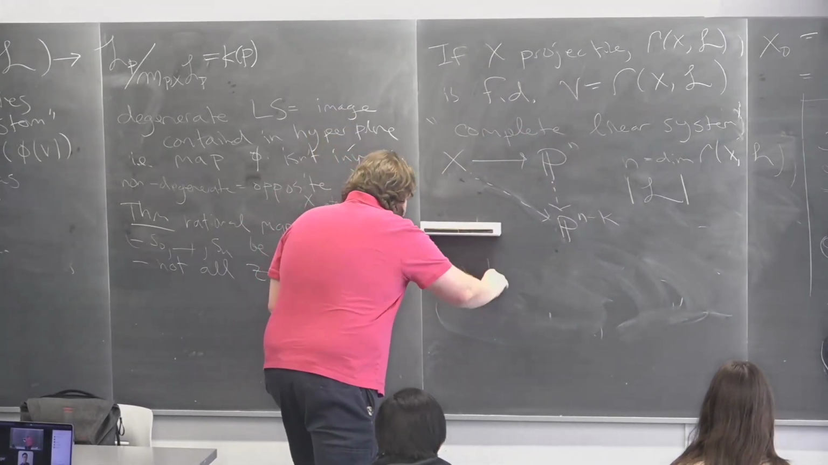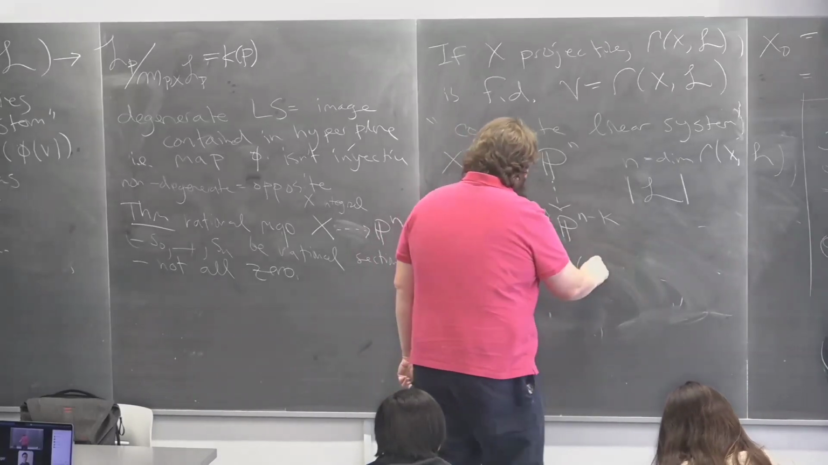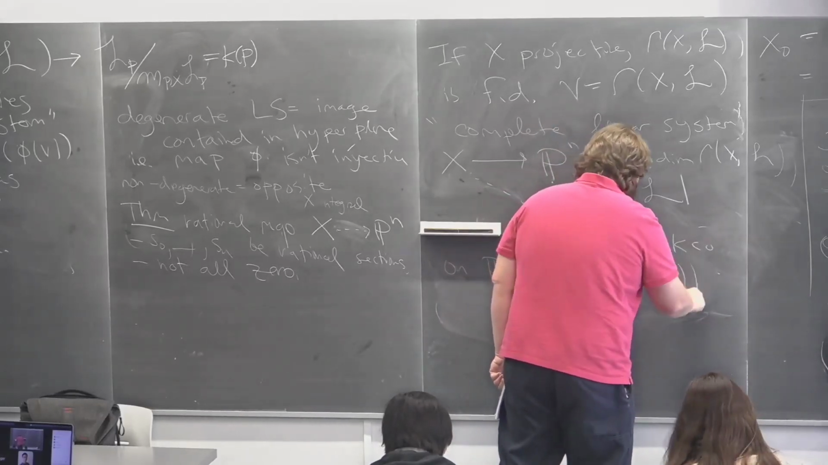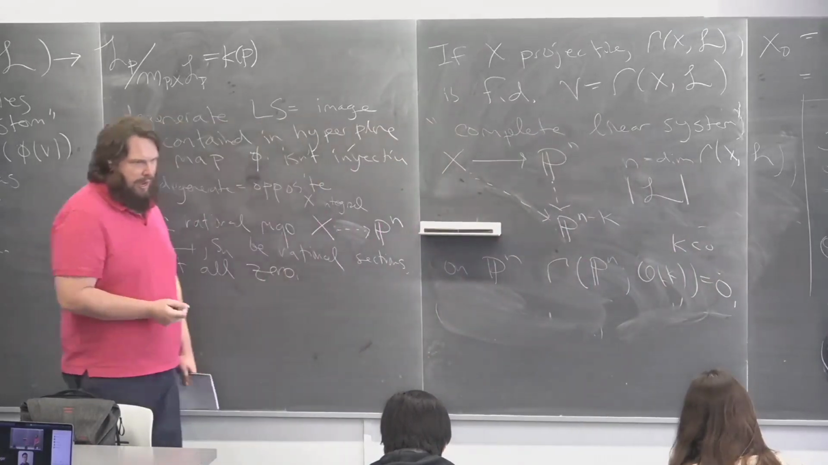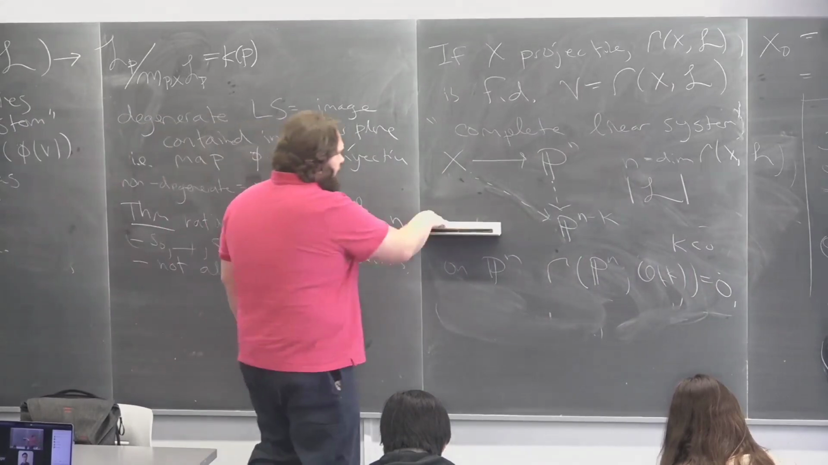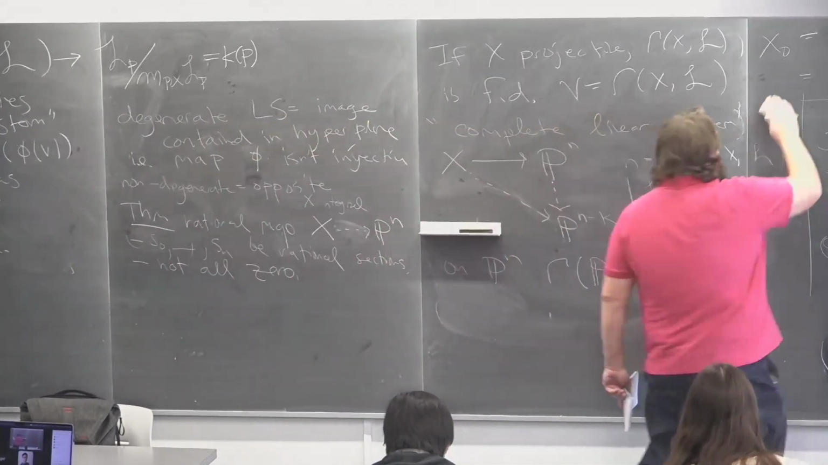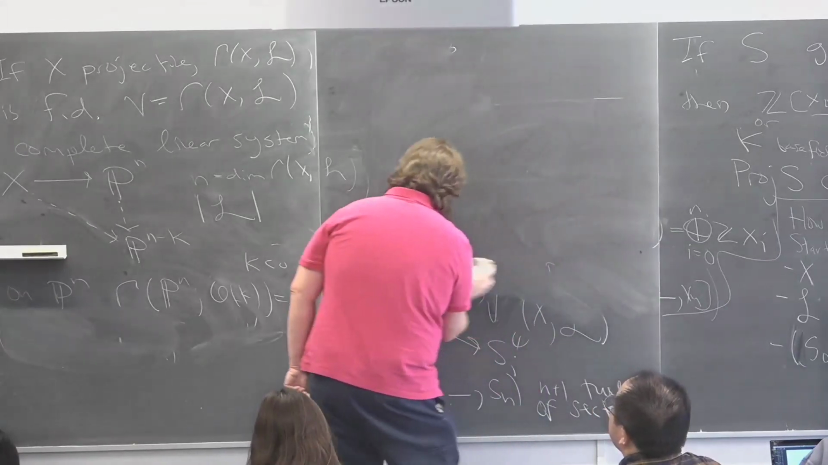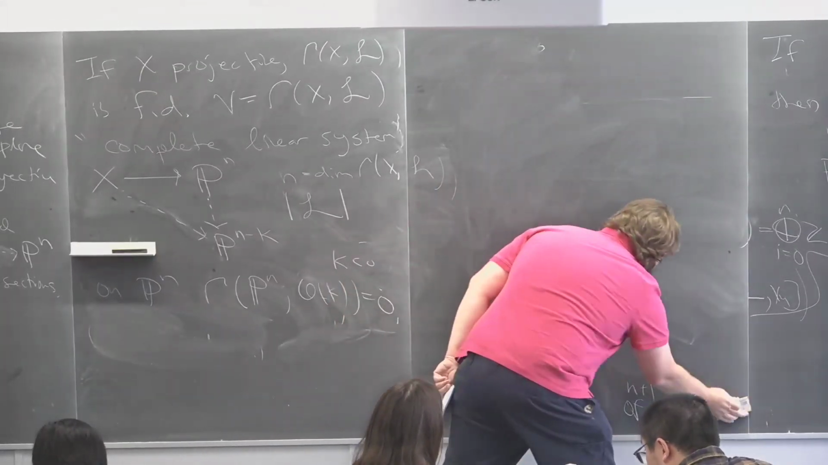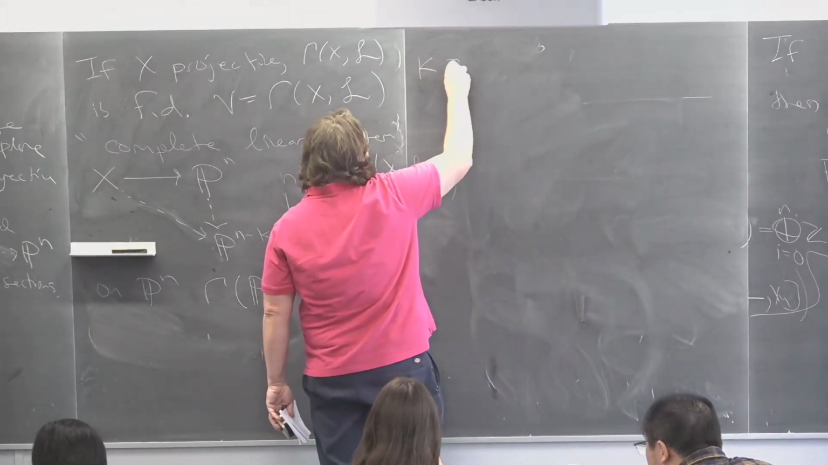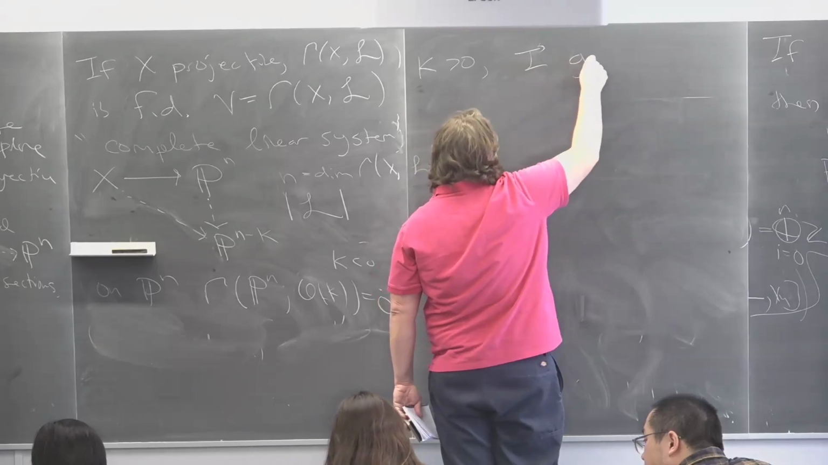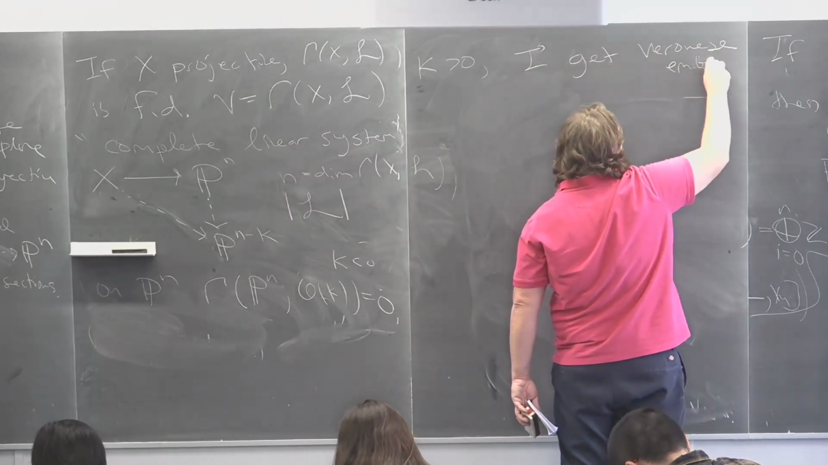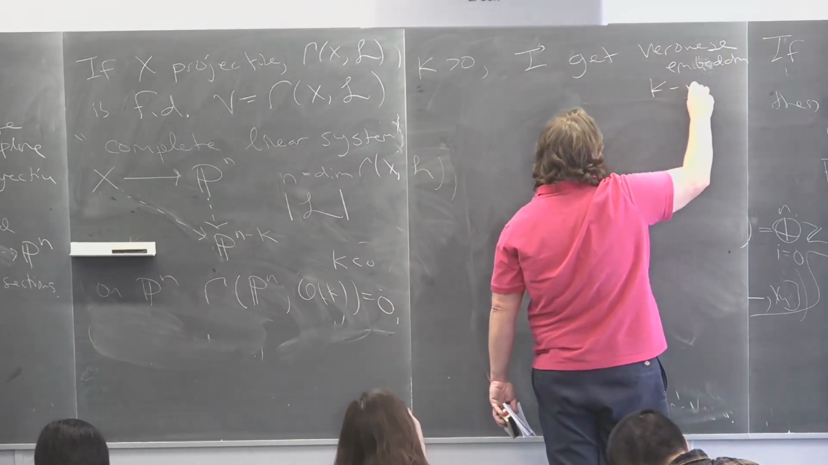So for example, on Pn, if I take sections of O(k) for k negative, then I just get 0. There's no maps attached to this guy. On the other hand, if k is positive, then I do get a perfectly good map. If k is positive, I get what's called the Veronese embedding, or the k-uple embedding.